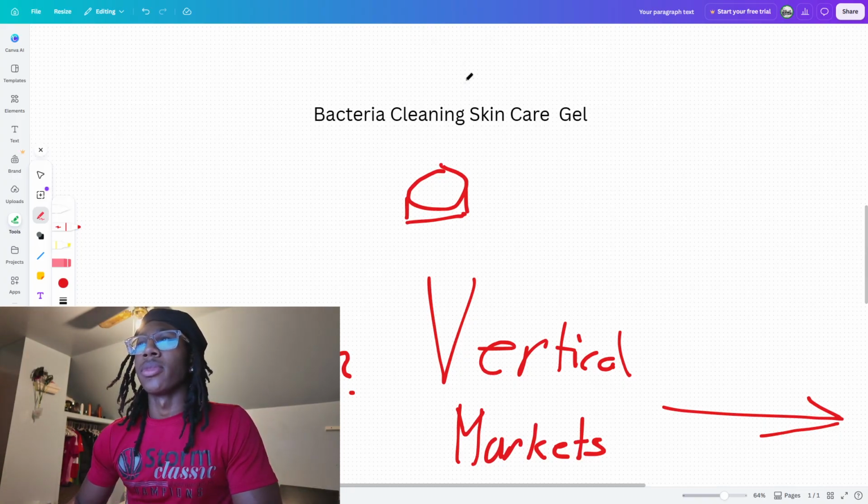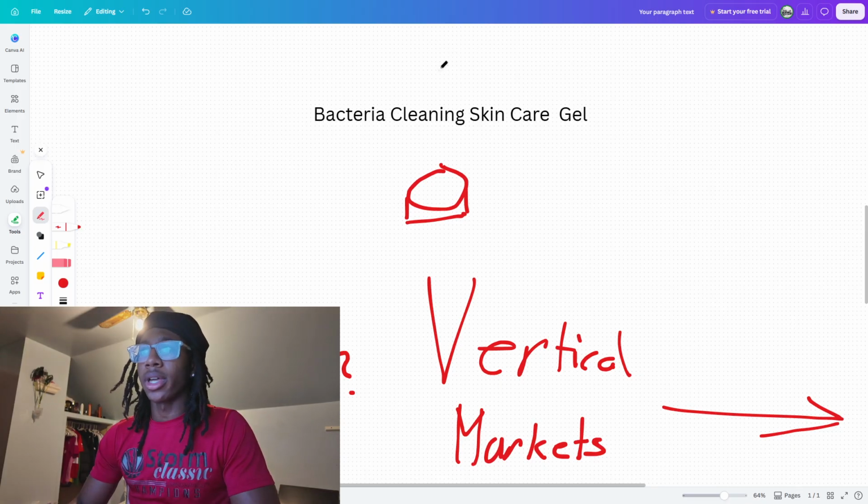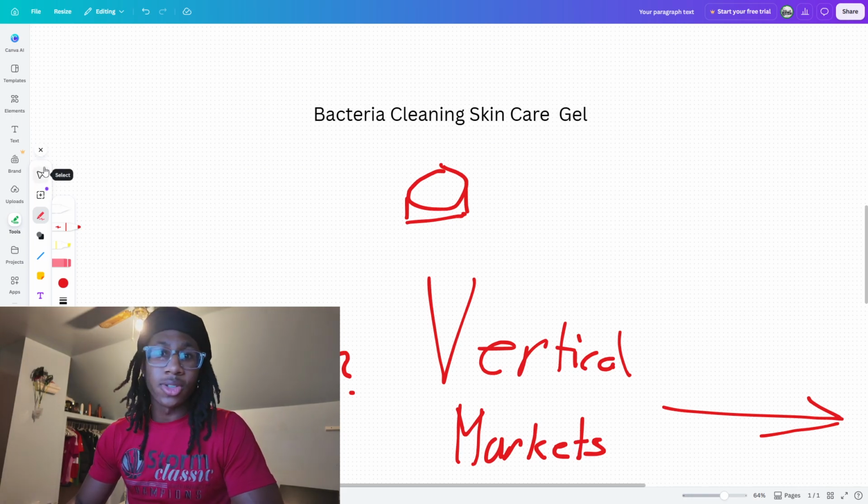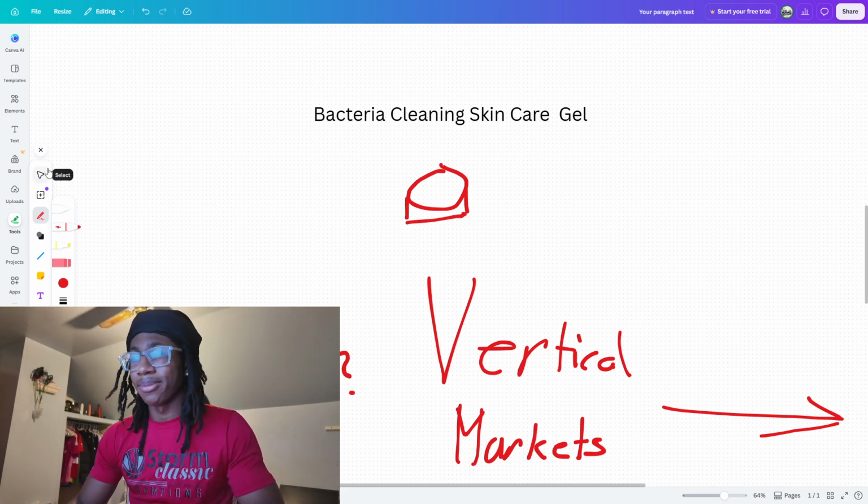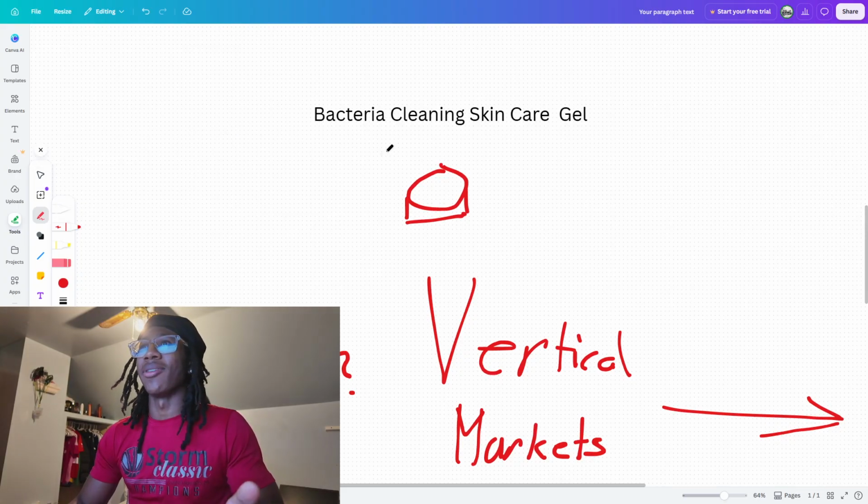So first off, the first thought in your mind is, okay, I'm selling a bacteria cleaning skincare gel product. That's what it is. That's what I'm going to say it does. Simple as that. But you've got to look deeper than that. The key thing is you want to look at this word right here.